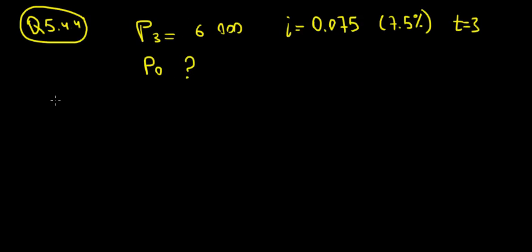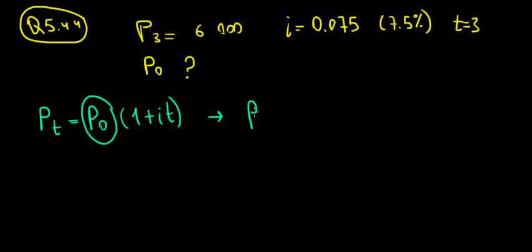Well, assuming that we're using the simple interest rate, we know that the formula for the simple interest rate is the payment at the point t equals the initial payment times 1 plus i times t. Well, we know that if we're looking for the initial payment, we can actually write it as the payment in the future divided by 1 plus i times t. It's just doing some math, it's just changing the terms of this equation. So with that in mind, how can we apply it over here?